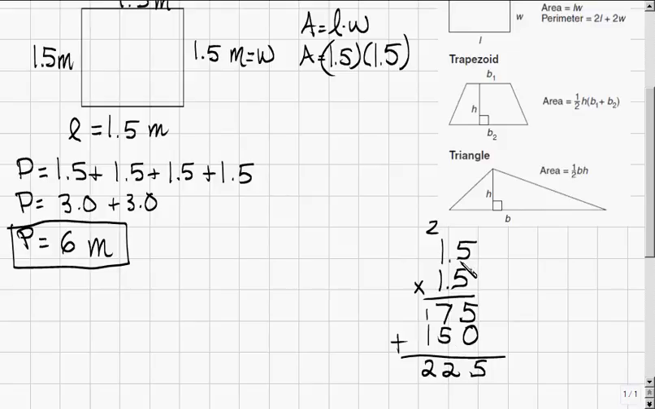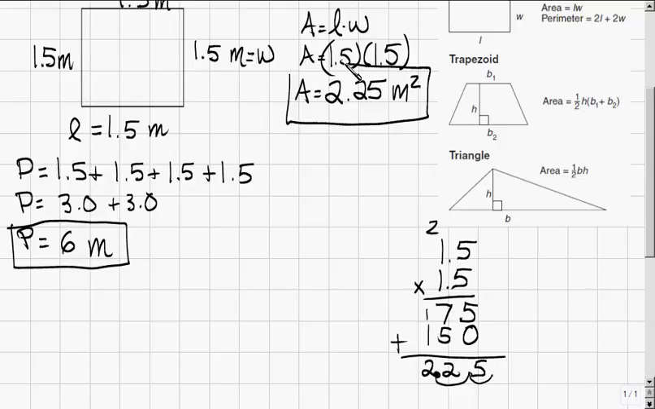Now since we have a total of 2 decimal places here, that means with an imaginary decimal point, we'll move it twice to the left to arrive at the decimal answer 2.25. That means our area, 1.5 times itself, works out to 2.25. And since we're dealing with meters, we would have a total area, the material on the inside, of 2.25 square meters, which is our answer for the area.